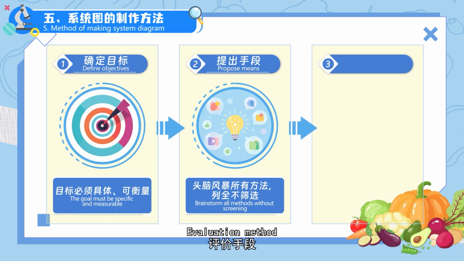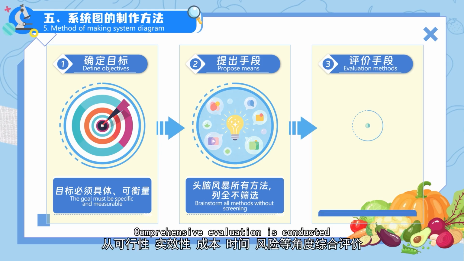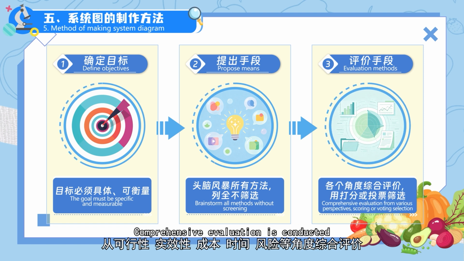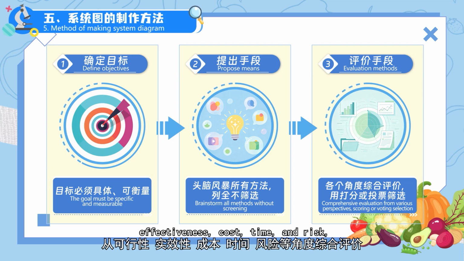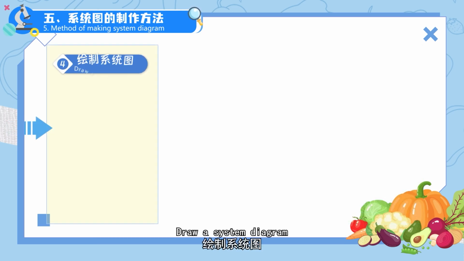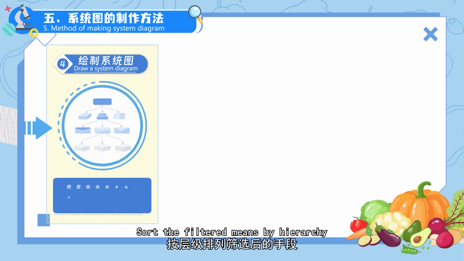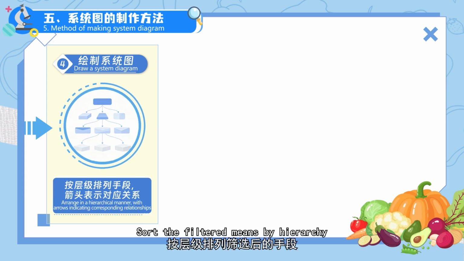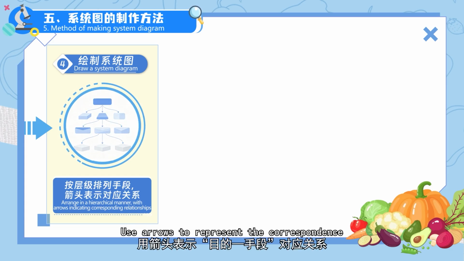Step 3, evaluate methods. Comprehensive evaluation is conducted from the perspectives of feasibility, effectiveness, cost, time, and risk. The optimal plan can be selected using scoring or voting methods. Step 4, draw a system diagram. Sort the filtered means by hierarchy. Use arrows to represent the correspondence between purpose and means.